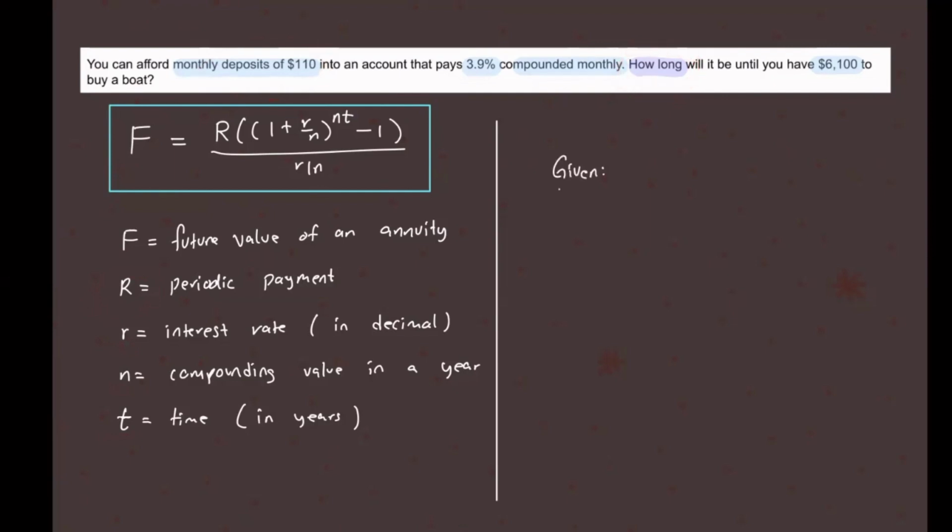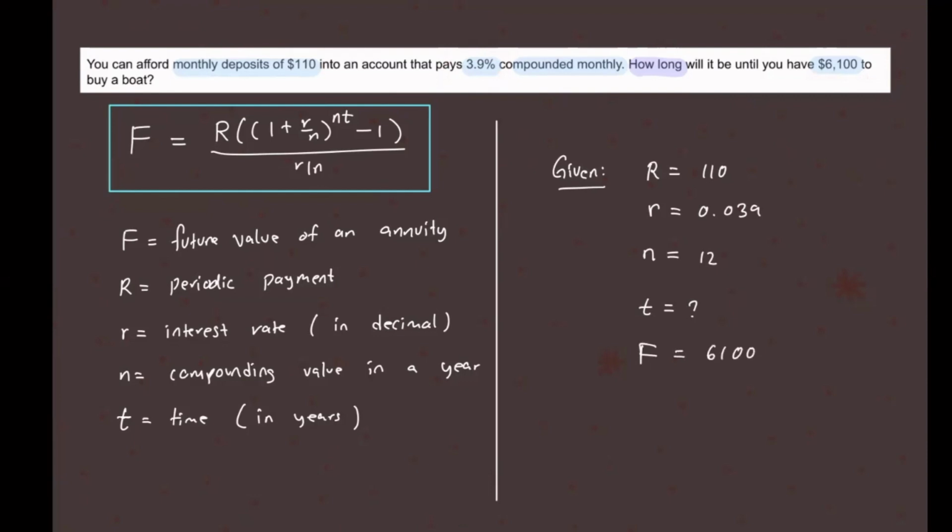So let's go ahead and write those down. We're given in the problem our R value, the periodic deposits or payments, which is 110. Then we have the interest rate, 3.9%. In decimal, that's 0.039. Again, you simply take this value and divide it by 100. Then we have the compounding value, which is 12, monthly. And then T, we don't know, so we're looking for it. And we're also given F, which is this number right here. So that will be our big F, that is 6,100.